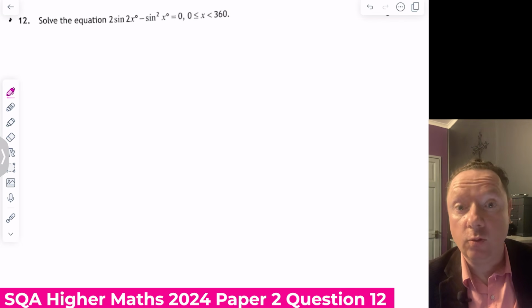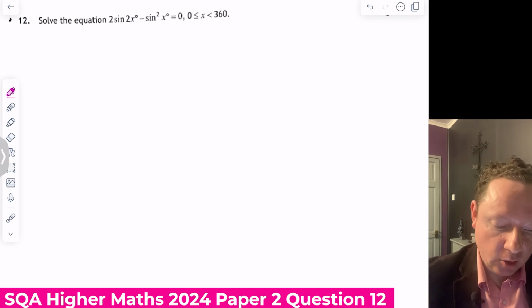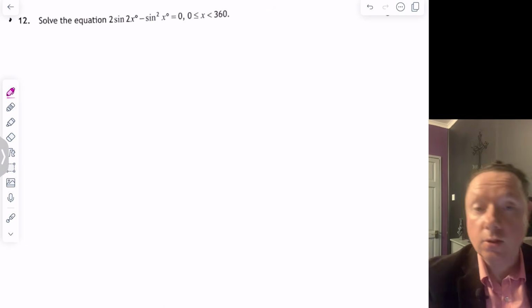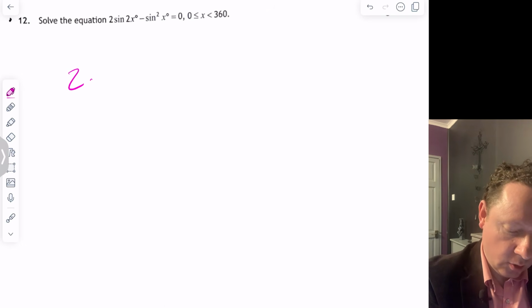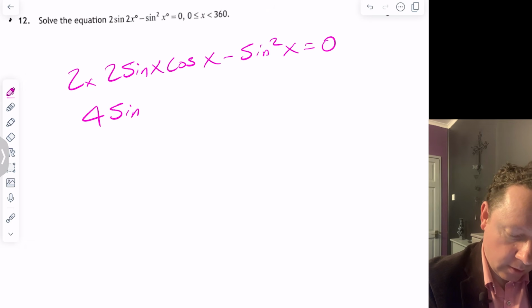SQA Higher Maths 2024, Paper 2, Question 12. Solve the equation, which is a trig equation, 2 sine 2x minus sine squared x equals 0. Let's expand that. It's 2 times 2 sine x cos x minus sine squared x equals 0. So that's 4 sine x cos x minus sine squared x equals 0.